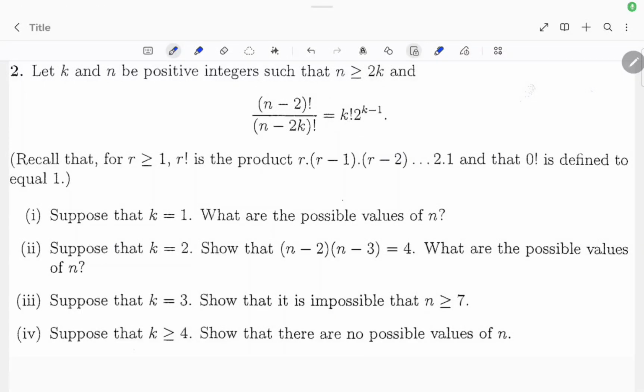Hello and welcome back. Today we'll be doing question 2 from the 2003 maths paper. Let's get started. Question 2.